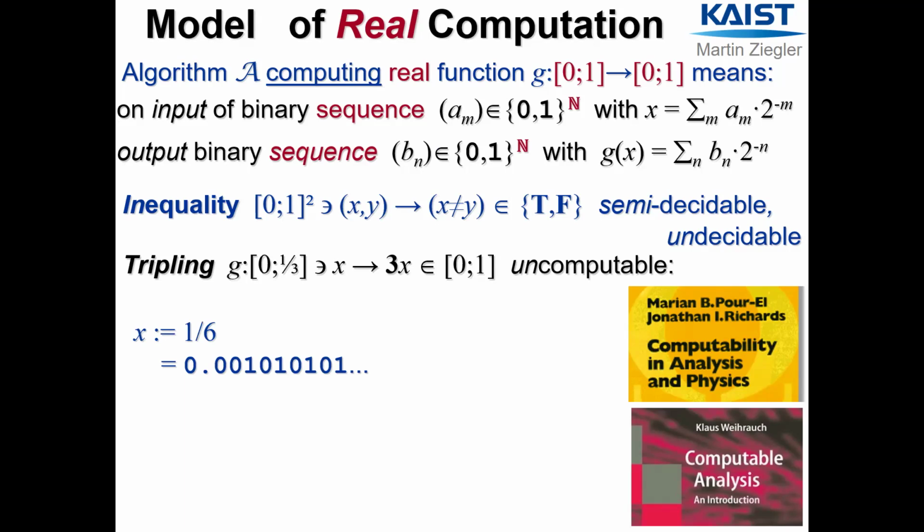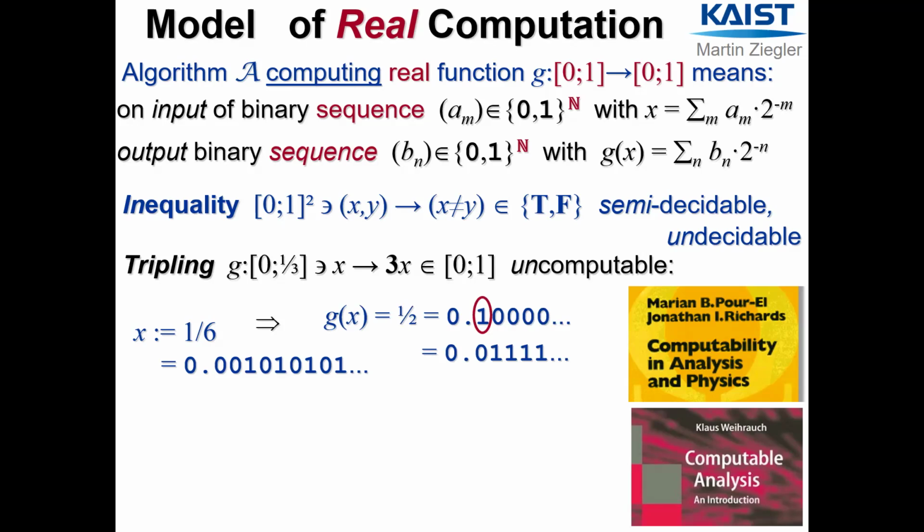1/2 has two binary expansions, right? So the algorithm, if it is correct, will have to output one of the two possible binary expansions, either 0.100000 or 0.011111, right? And I'm going to demonstrate that neither of them can be correct by fooling the algorithm. So let's suppose the algorithm outputs the first binary expansion.